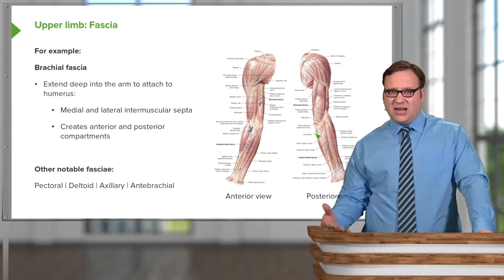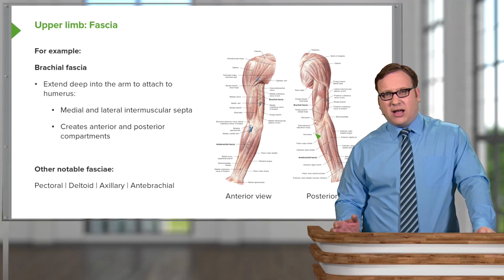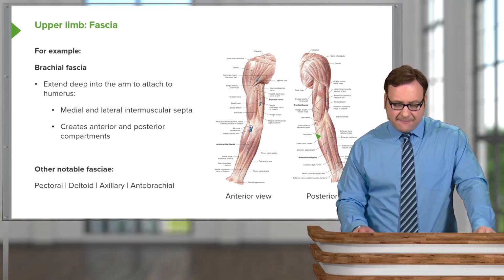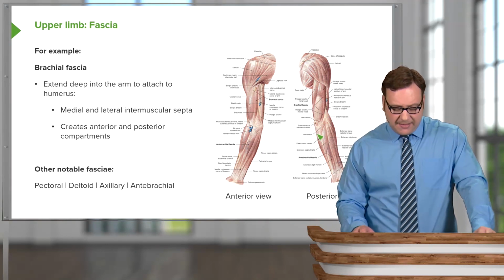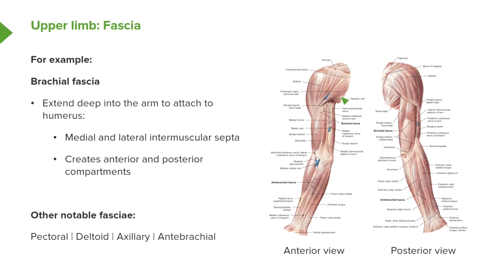And when we go and look in the leg region, we'll see that we have an anterior, a posterior, and a lateral compartment that are similarly formed via these pieces of fascia passing deep into the limb. Other notable fasciae that I've mentioned: the pectoral fascia that's running over the pectoralis muscles, the deltoid fascia, the axillary fascia, and the brachial fascia extending down deep into the antebrachial fascia. And these are really important.